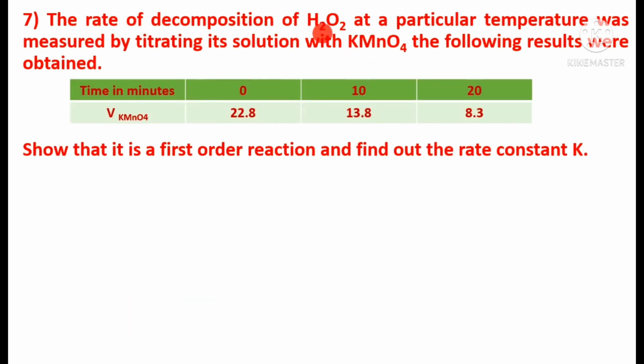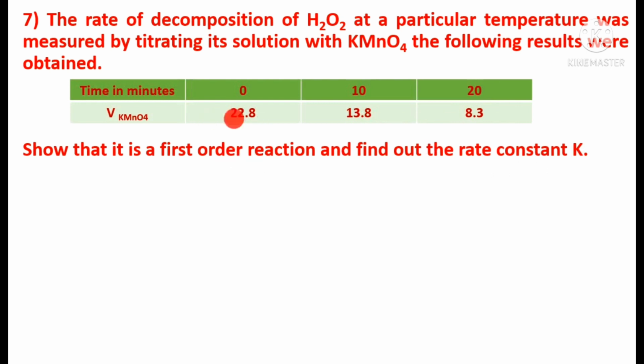The rate of decomposition of hydrogen peroxide at a particular temperature was measured by titrating its solution with potassium permanganate. The following results were obtained. So a tabular column is given. Here the time in minutes is given: 10 minutes, 20 minutes. At different time intervals, the volume of potassium permanganate was measured. Initially it was 22.8, then at 10 minutes it was 13.8, at 20 minutes it was 8.3. Show that it is a first order reaction and find out the rate constant K.